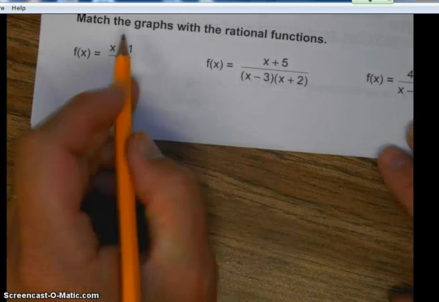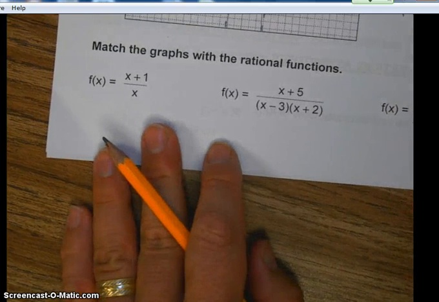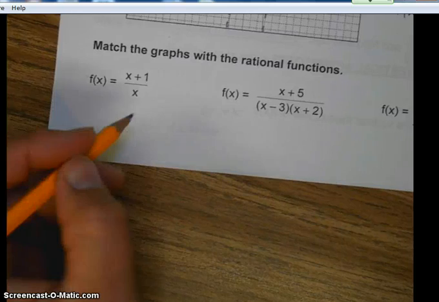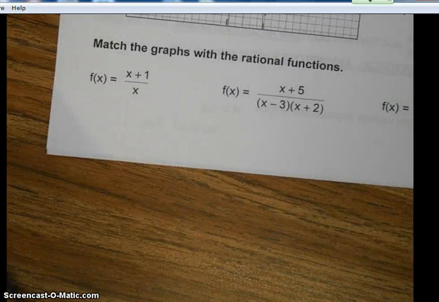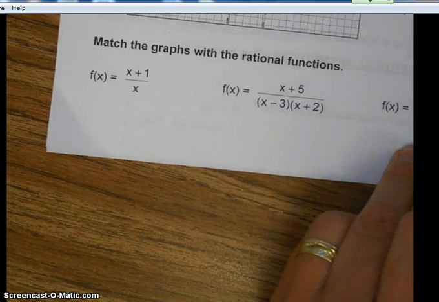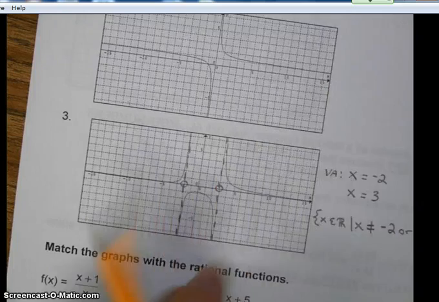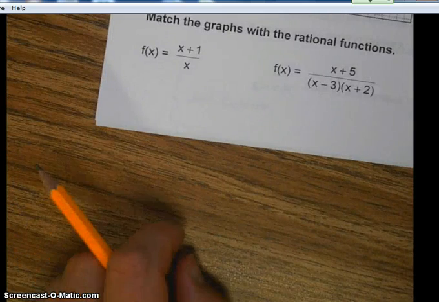It says match the graphs with the rational functions. So what you want to do here is find the vertical asymptotes of each of these functions and then pair them up with these graphs. Do you remember how to do this?